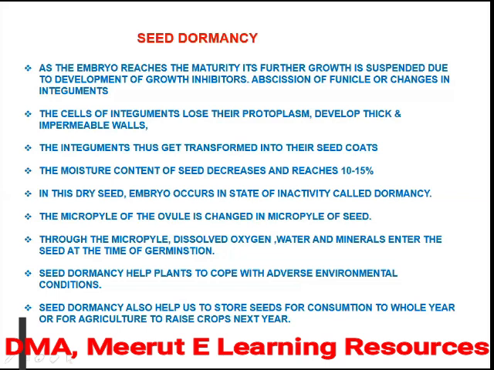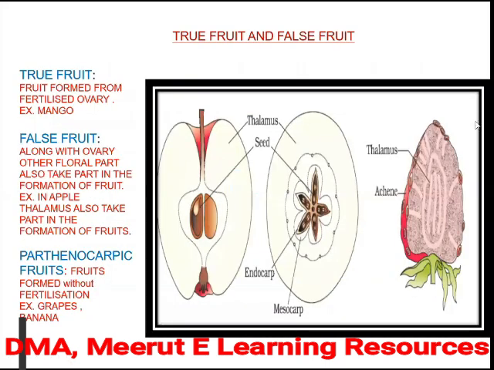Now here you can see true fruit, false fruit, and parthenocarpic fruit. What are true fruits? Those fruits which are formed from fertilized ovary are called true fruits. Example, mango, grapes, these are true fruits. Now, false fruit. Along with ovary, other floral parts also take part in the formation of fruit. Such fruits are called false fruit. For example, in apple, thalamus takes part in the formation of fruit.